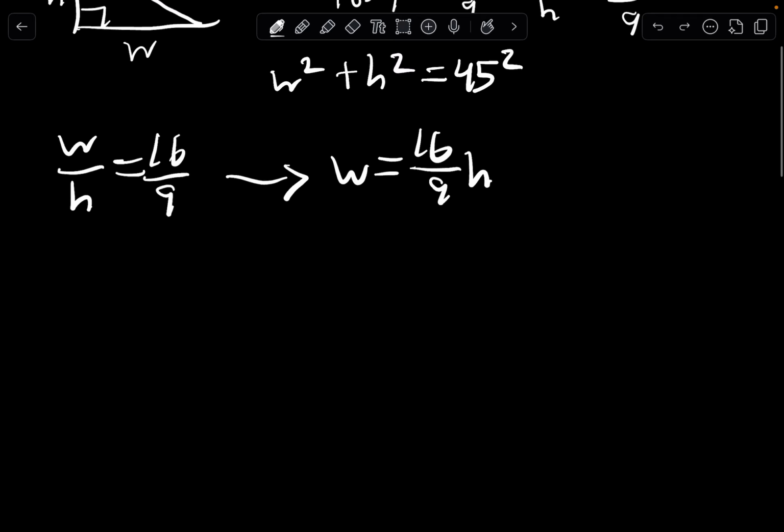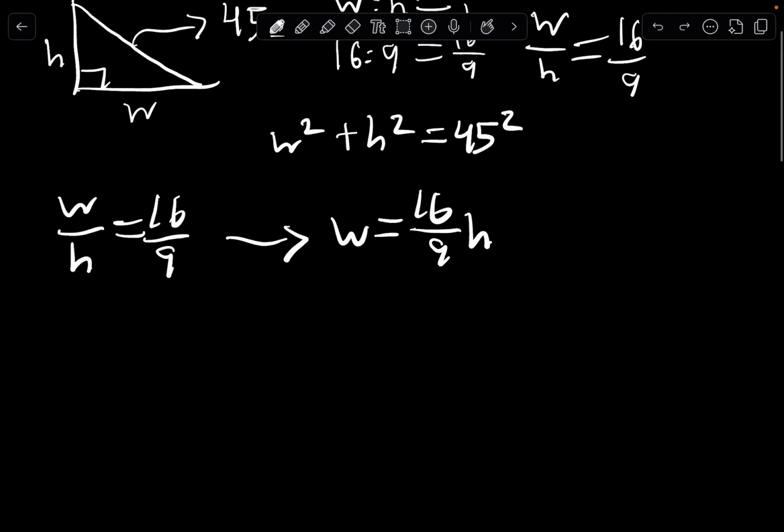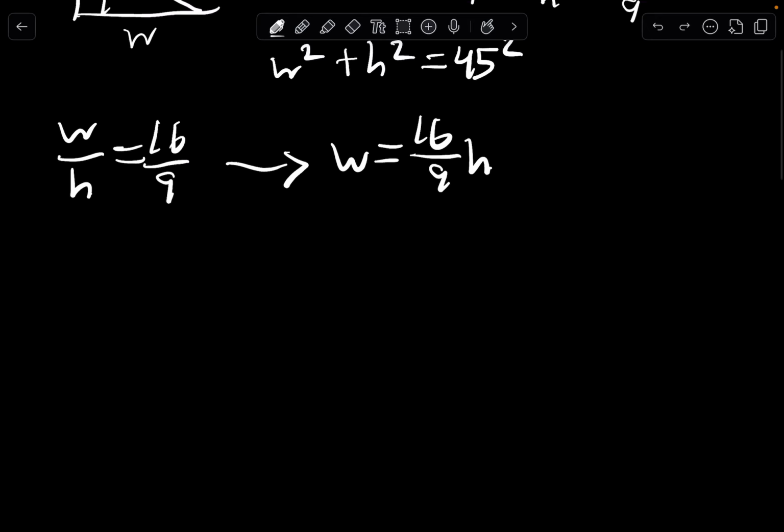So what we're gonna do, we're gonna substitute this into our Pythagorean equation. Okay, so substitute in place of the w, so this would be 16/9 h, and don't forget the square. And guys, remember, when you substitute a value in and you're squaring, you have to put it in parentheses like that.